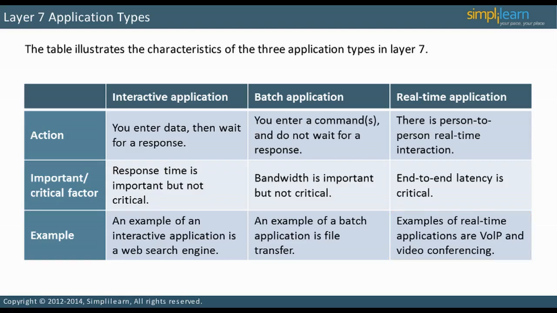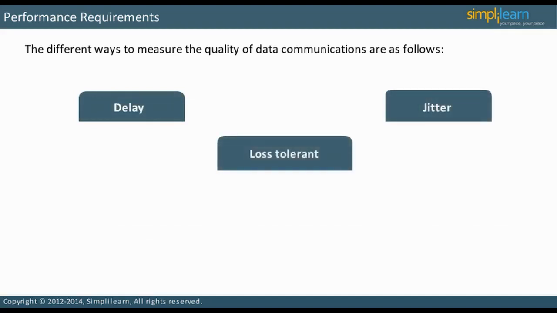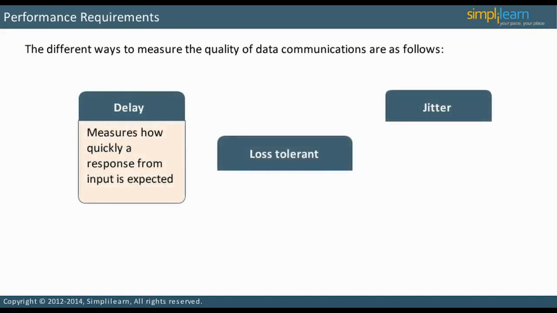Let us find out the specific requirements of Layer 7 applications. This can be called performance requirements and is discussed in the next slide. There are many ways to measure the quality of data communications: delay, jitter, and loss tolerance. Delay corresponds to response time. It measures how quickly a response from input is expected.